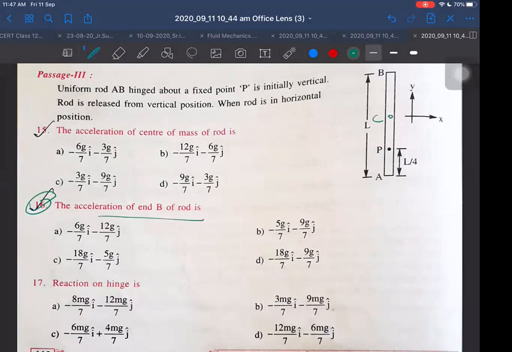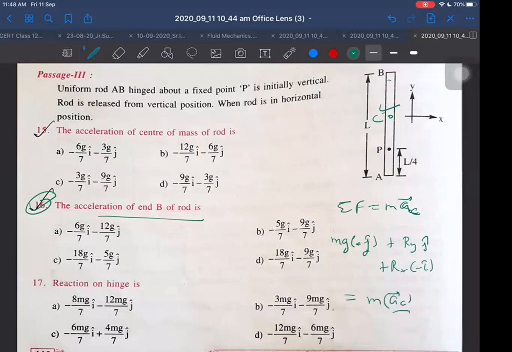If you can obtain the acceleration of end B, why can't you obtain the acceleration of C also? Yes, sir, from that equation. And if you know the acceleration of C, then we can always use the equation net force is equal to mass into acceleration, in vector form. Net force will be mg into minus j cap, plus Ry along j cap, and Rx I have taken along minus i cap. This is equal to mass into acceleration of center.